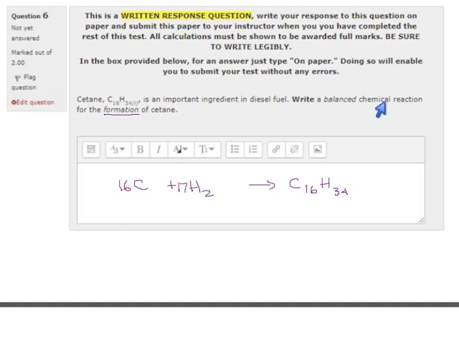If they had said thermochemical reaction, I would now be finding a delta H and writing plus such and such number of kilojoules on one side of this reaction. But they didn't ask for that. They just want chemicals, so we're done right there.